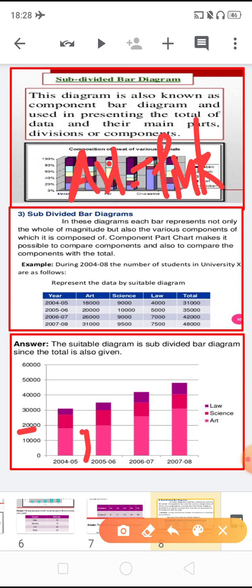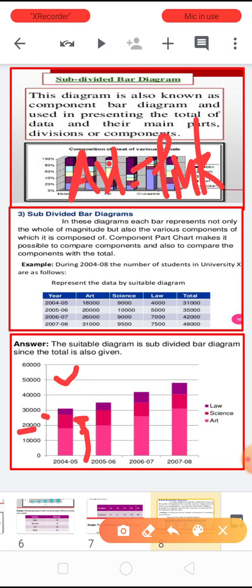And the next is the science students, their number is 9,000. So 18 plus 9 is 27. So we'll take this bar up to the height of 27,000, which represents the number of science students, shown by the red color. You are watching here that in the year 2004 to 5, in this bar, up to this point we have a total of 27,000 students, which shows that 18,000 students are studying in arts, whereas 9,000 students are studying in science.